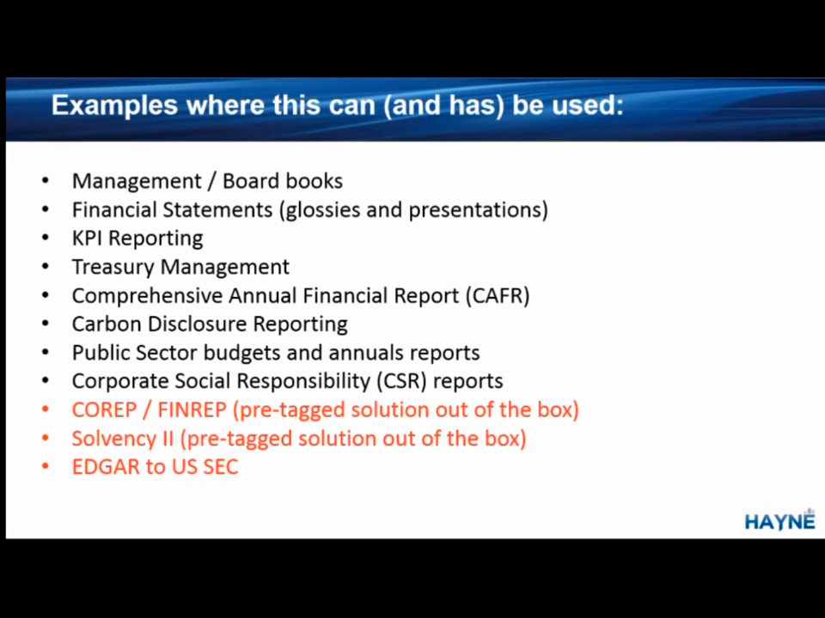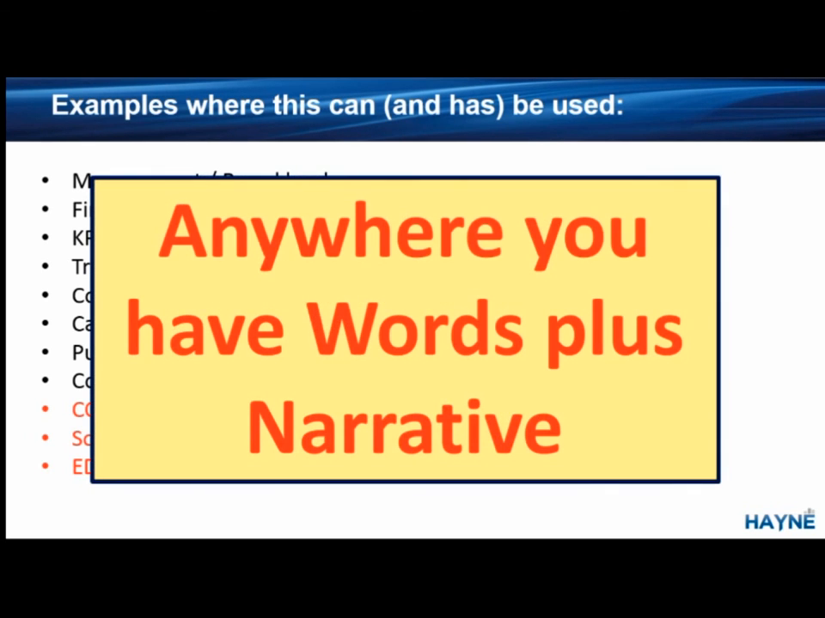So where can this be used? Well, CDM can and has been used in many different places. So we showed you today management and board packs. We've also got customers who've got financial statements, the full glossies and presentations to the city being produced using CDM. KPI reporting is another good example, carbon disclosure reporting, and down at the bottom there we've got three that are shown in red. So we've got CoRep and FinRep, and that's really utilising the tagging capability of CDM, which allows us to take data into XBRL or iXBRL. So CoRep, FinRep are very hot on the agenda at the moment. Solvency 2 also. And for those who report into the US Stock Exchange, we have the capability of producing EDGAR reporting. In fact, anywhere where you've got words and narrative together, perfect uses for CDM, Cognos Disclosure Management.